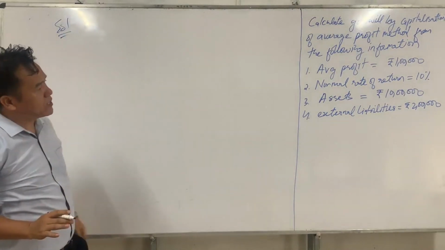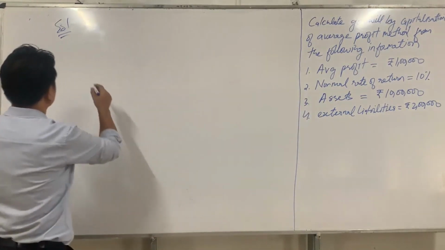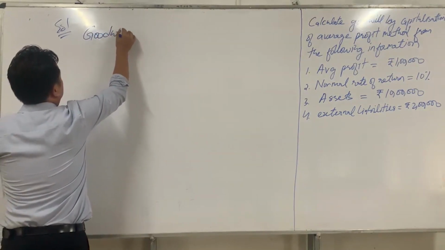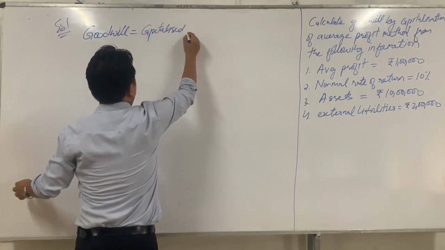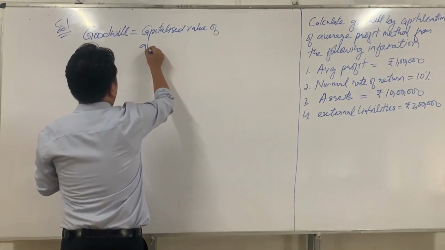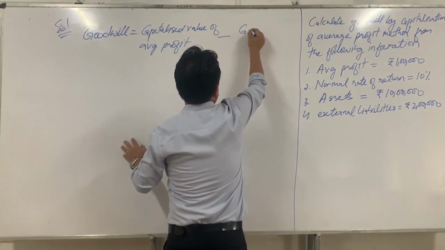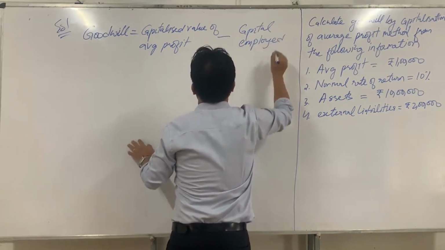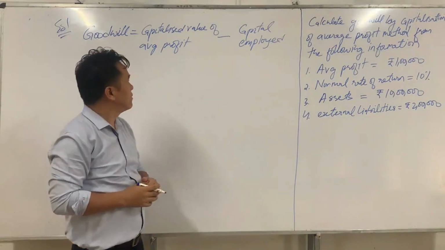Like I said, we always have to write down all the formulas first. What is the formula of goodwill? Goodwill is equal to capitalized value of average profit minus capital employed. So capitalized value of average profit means the market value of the firm.